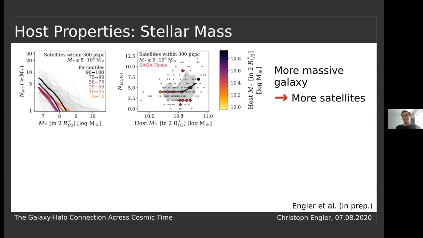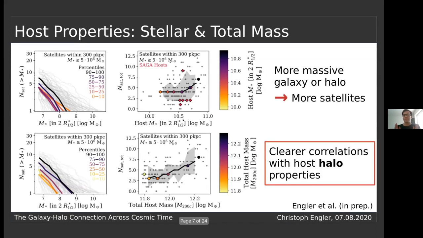But we can also extend this from the host galaxy to the host halo. And we know that stellar mass and halo mass are very tightly correlated with each other. Next slide, please. So if we switch to total halo mass, we actually see a much clearer trend in both the satellite stellar mass function as well as the total number of satellites as a function of total halo mass. So actually, more massive halos will host more satellites. And we find much clearer correlations with host halo than with host galaxy properties, not just for the mass, but in general.